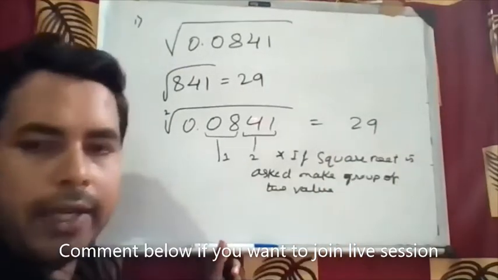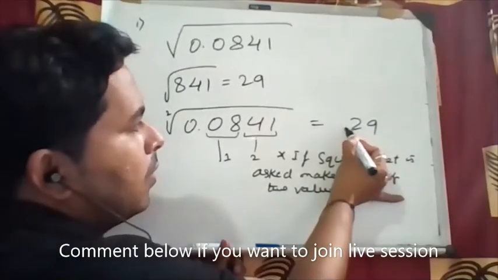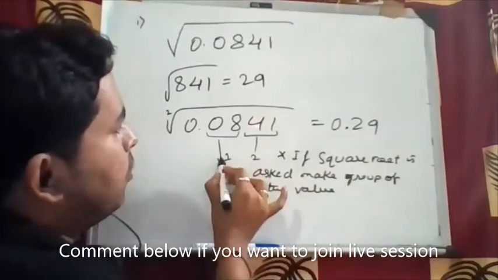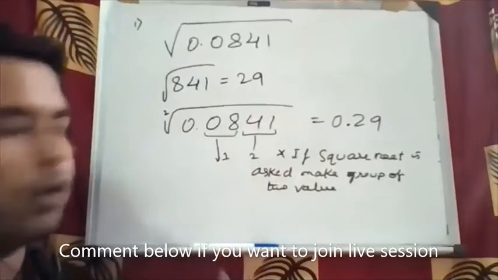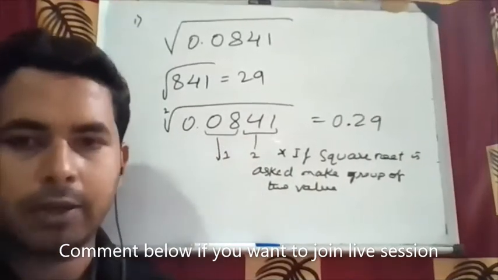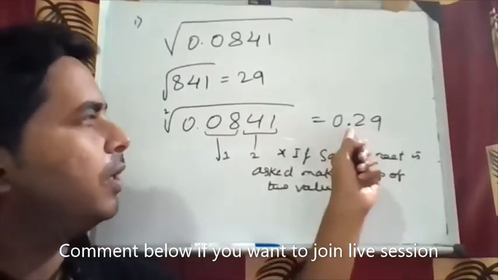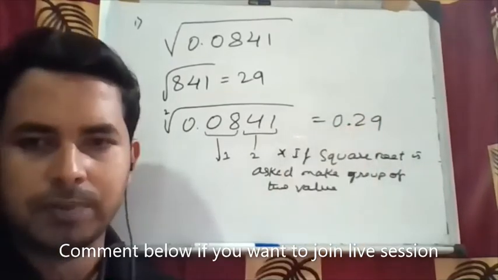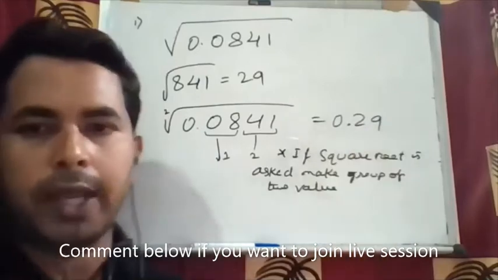Now this is 2 9. You have to keep the point here, before it, with a 0. Why do I keep it only here? Because we make groups of 2, and 2 groups can happen. So give a decimal point before 2 digits, or else 0.29.